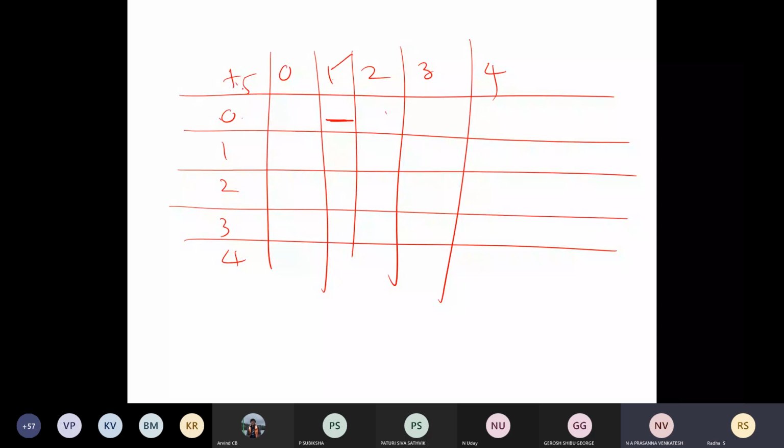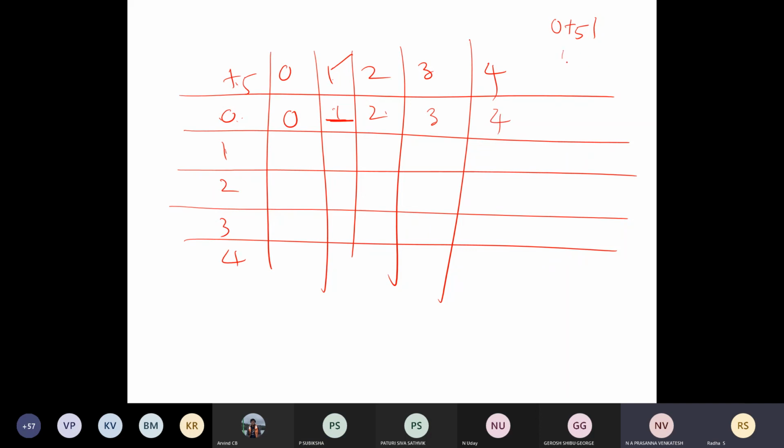Okay. 0 addition modulo 5, 0 is 0. What is this value? 0 addition modulo 5, 1. That is this value. What is this? You have to add 0 and 1 and divide by 5. What is the answer? 1, 2, 3, 4, ma'am. Directly 1, 2, 3, 4. Okay, go to the second row then.